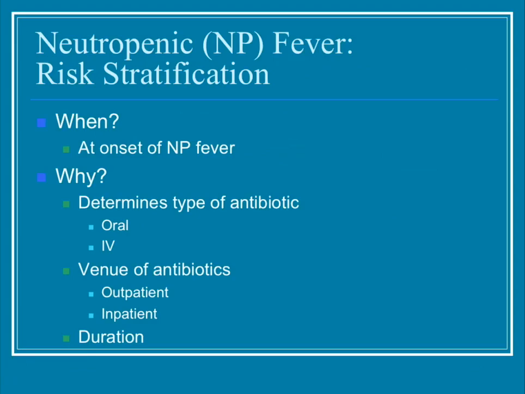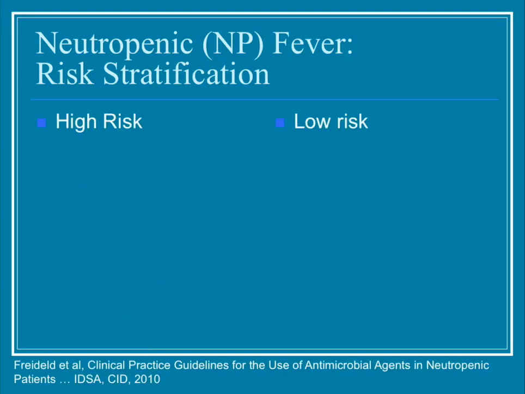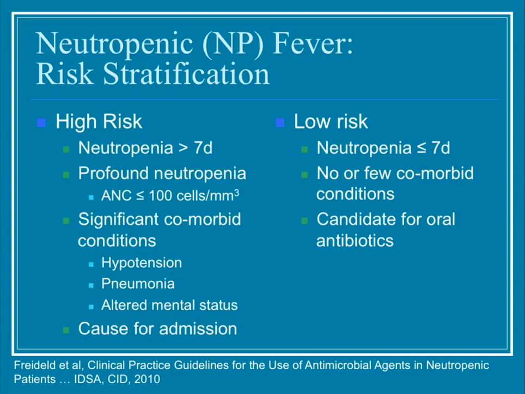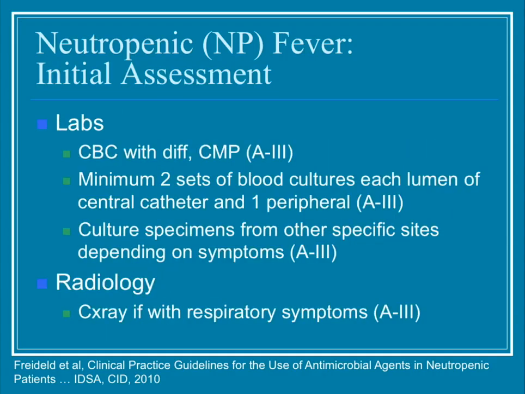So, how do you risk stratify? When you see the patient each and every time, you have to look at them. Oral or IV antibiotics? Do I do it outpatient, inpatient? How long? Are they low risk or high risk? How do you describe low risk? Neutropenia less than 7 days. So this is more like a breast cancer type of patient. No or a few comorbidities, you can actually take oral antibiotics, you don't have mucositis. High risk, which is mostly all of our bone marrow transplant patients: profound neutropenia, you might have some comorbidities and are more likely to have a cause for admission. Labs, definitely. Make sure you have some baseline labs.